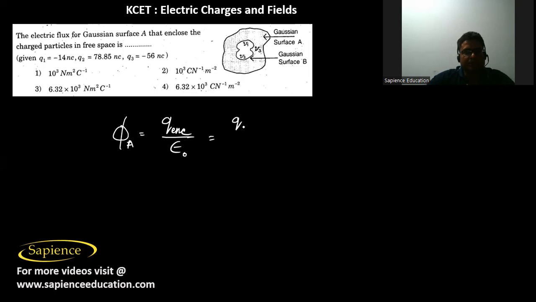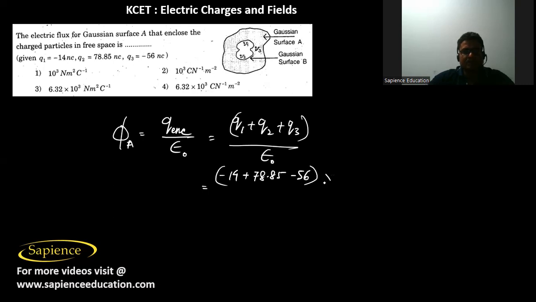The net charge enclosed will be Q1 plus Q2 plus Q3 divided by epsilon naught. Then Q1 will be minus 14 nanocoulomb plus 78.85 nanocoulomb, then minus 56 nanocoulomb. Nanocoulomb means into 10 power minus 9 coulomb.